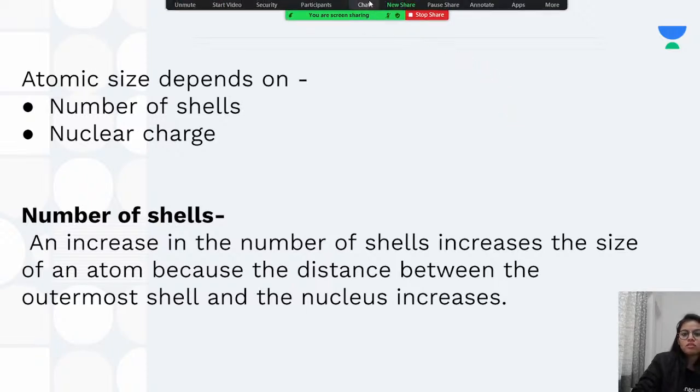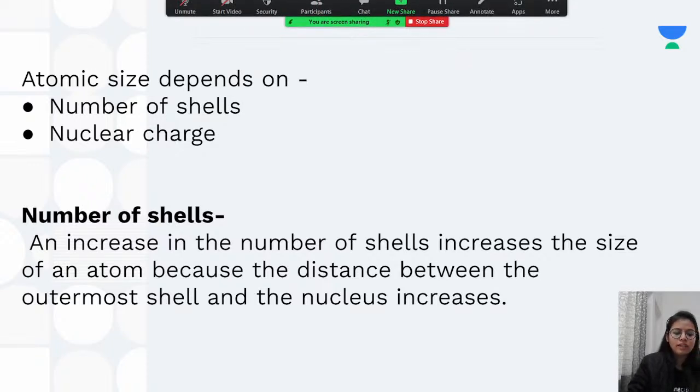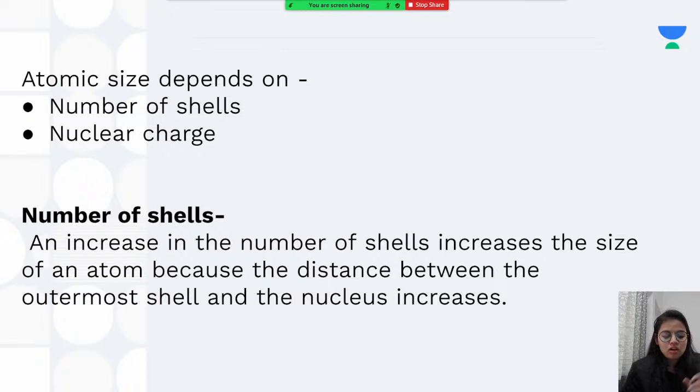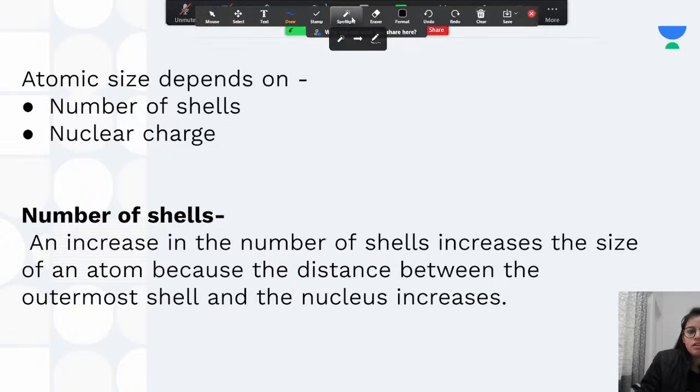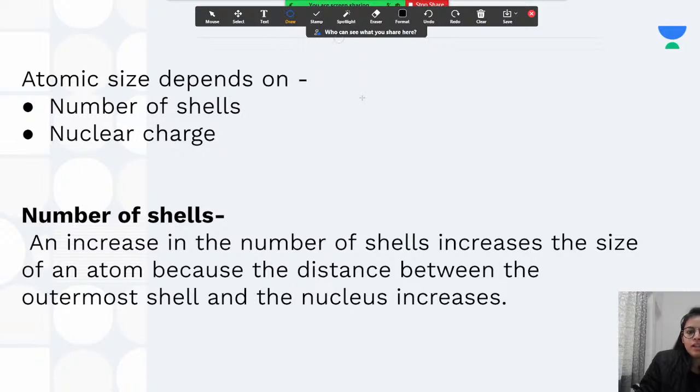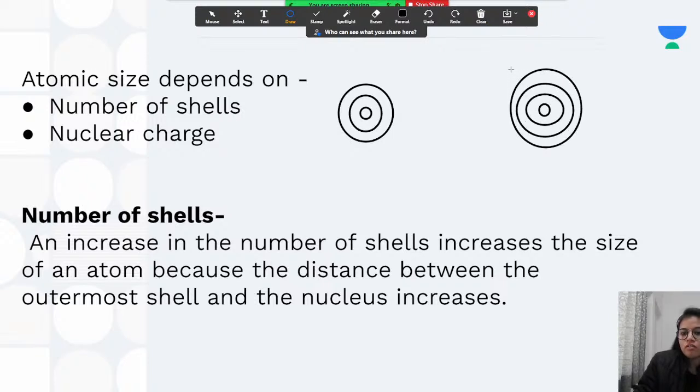Now, I'll just give you a simple example. First, let's talk about the number of shells. An increase in the number of shells increases the size of an atom because the distance between the outermost shell and the nucleus increases. Let's take a very simple example. I'm having one atom which has, let's say, 2 shells, and another atom which has, let's say, 3 or maybe 4 shells.